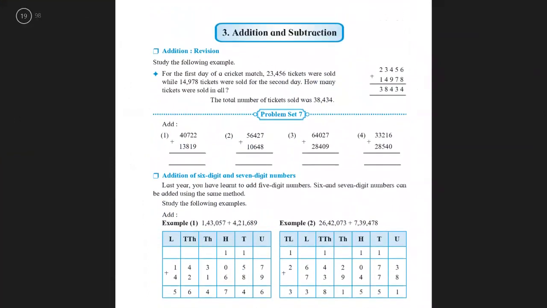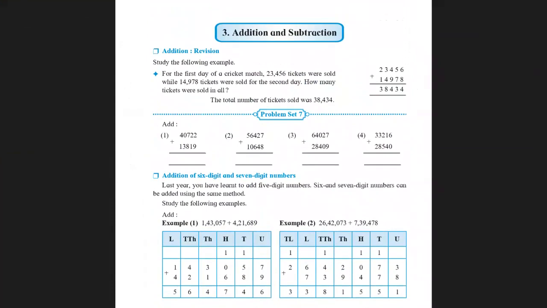Hello, children. Today we begin with a new chapter, addition and subtraction. Now, you must have done this earlier in your previous classes. Most of you, in fact, all of you must be knowing how to add two numbers. We are going to learn how to add a little bigger numbers. Now, the first exercise that you have, problem set 7, is addition of 5-digit numbers.